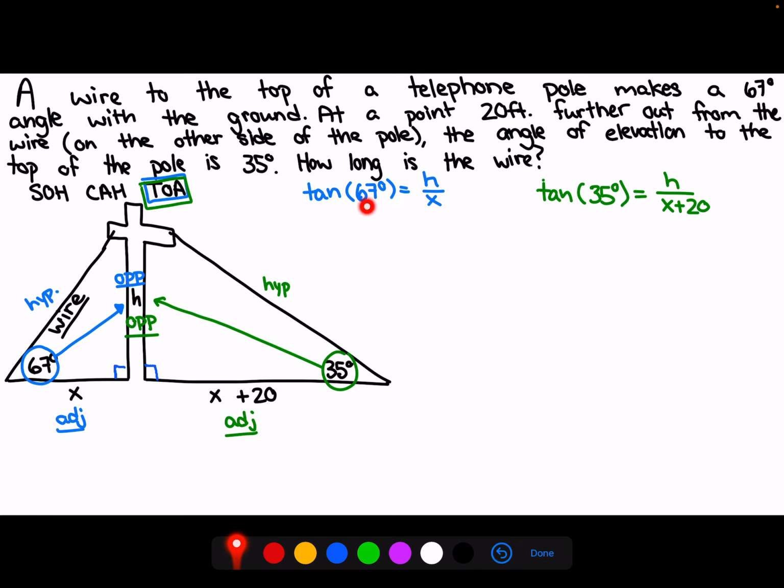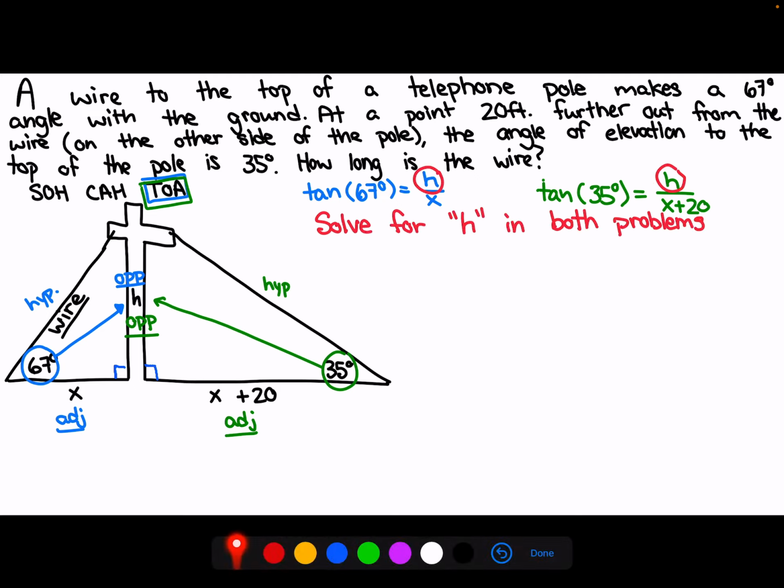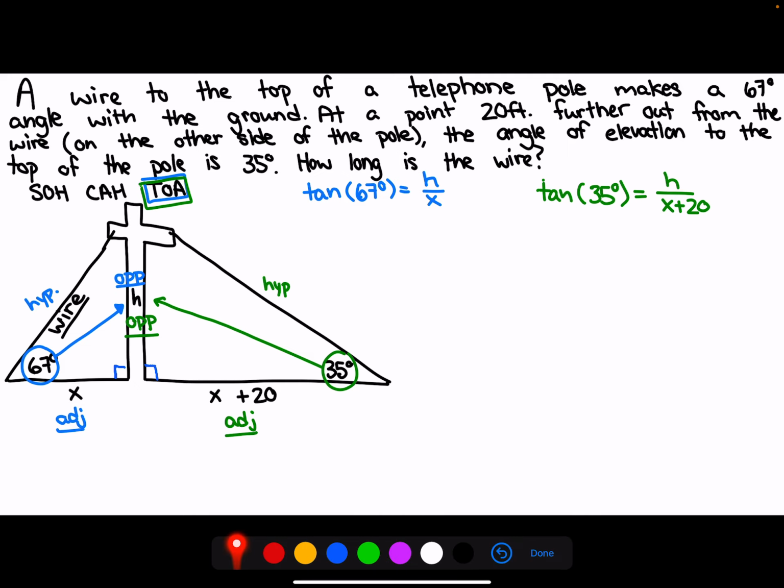So tangent of 67 degrees equals opposite h over adjacent x. And tangent of 35 degrees equals opposite h over adjacent x plus 20. From here, I'm going to solve both of these problems for the variable h. To do that, I multiply both of these problems by the denominator. So the blue equation I'll multiply by x. The green equation, I'll multiply both sides by x plus 20.